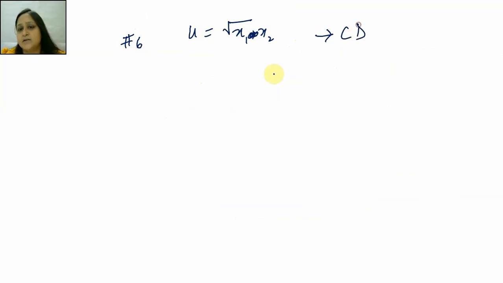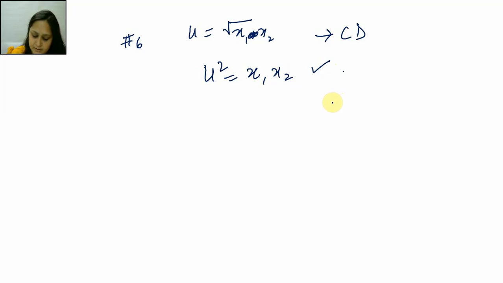So some parts of question number 2, and 4 and 5, we had already done earlier. I want to do question number 6 here. Okay? U is equal to under root of x1 into x2. What kind of preferences does it represent? These are Cobb-Douglas. How do I know that? I can do a square. When I do a square, it becomes x1, x2, which is a Cobb-Douglas. So that's how I know it's a Cobb-Douglas.